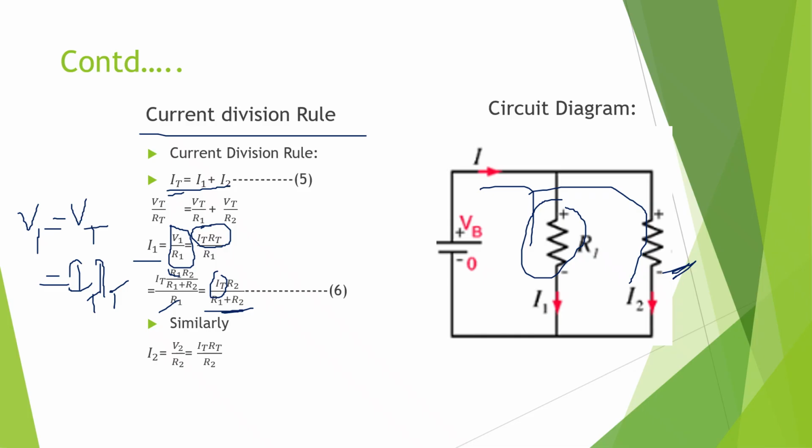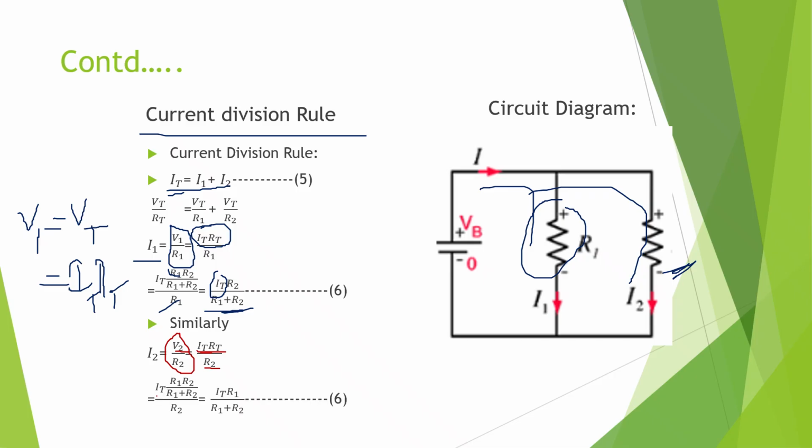It is again V2 by R2. Current is equal to, by Ohm's law, V2 by R2. You keep R2 as such. You take V2. V2 is equal to, by Ohm's law, current into resistor. Here you are writing it as T, because the voltages are the same in the parallel circuit. So you are writing it as IT into RT by R2, and you keep your IT as it is.